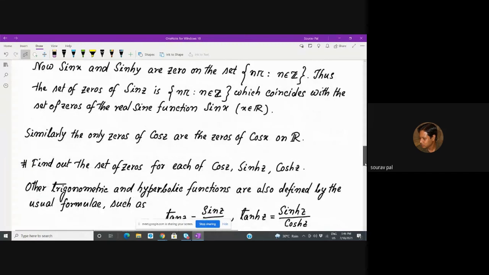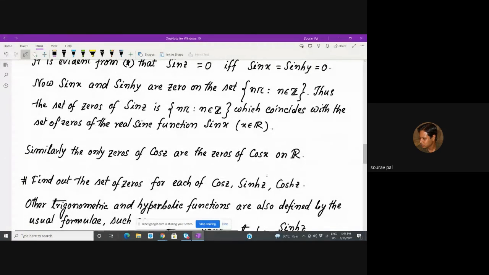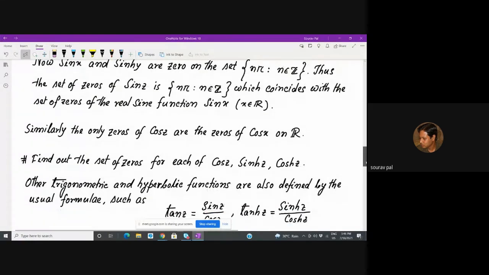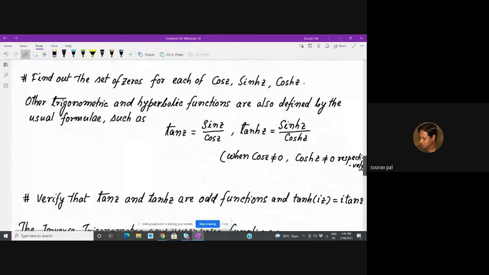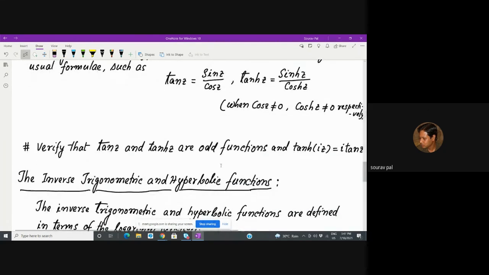Okay. Now you can think about the set of zeros for sinh z and cosh z. Please determine them. And the other trigonometric and hyperbolic functions can also be defined using this formula. Of course, whenever you talk about tan z to be equal to sin z upon cos z, you have to be careful to make the denominator non-zero. Okay, you have to define it properly. So you can verify that there is an interplay between tan z and tanh z. It's precisely given by this.